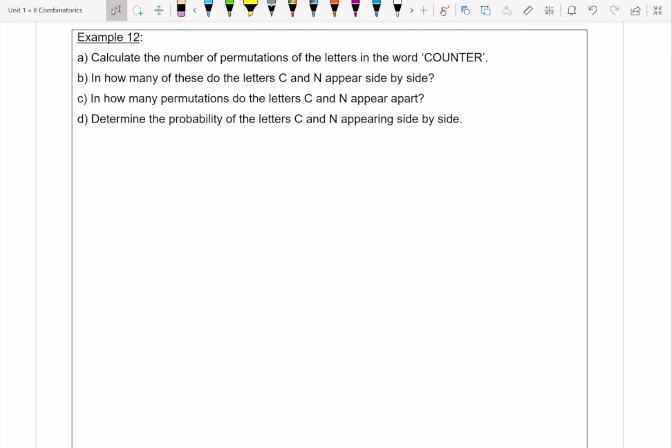Okay, let's look at the word counter. How many permutations of the letters are in the word counter? So we have 7 letters. We're arranging them into 7 positions. So this is just going to be 7 factorial, which is equal to 5,040 ways. So there are 5,040 permutations of letters in the word counter.